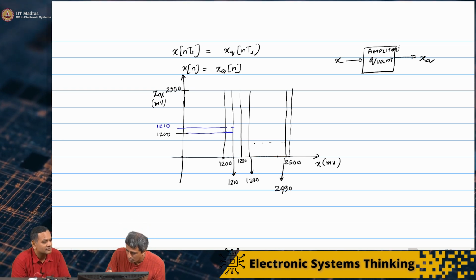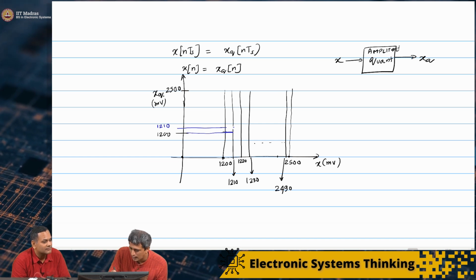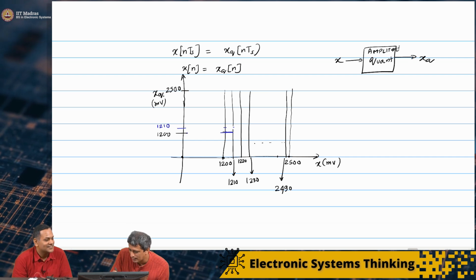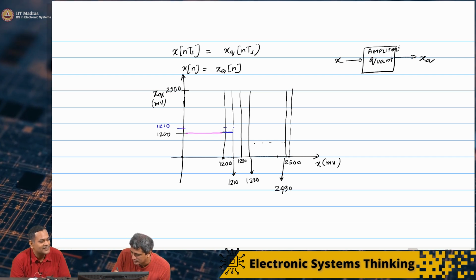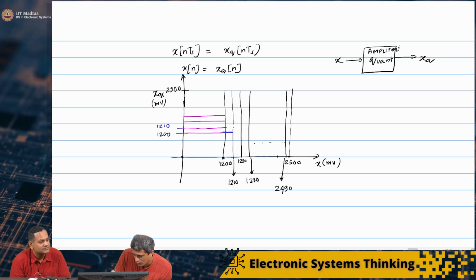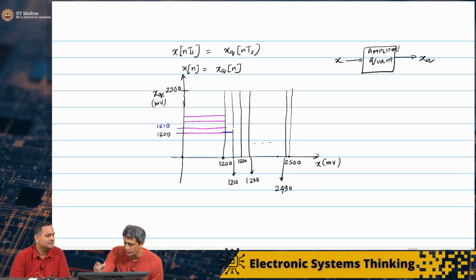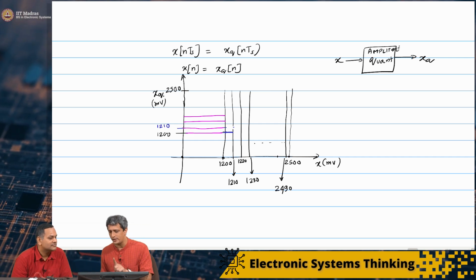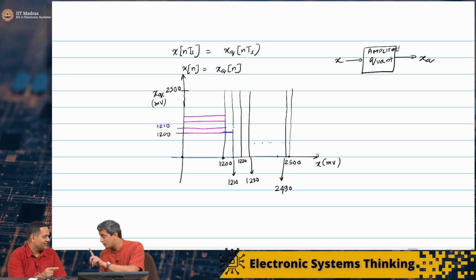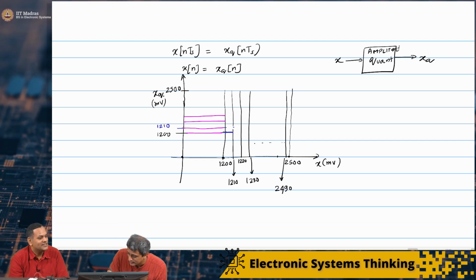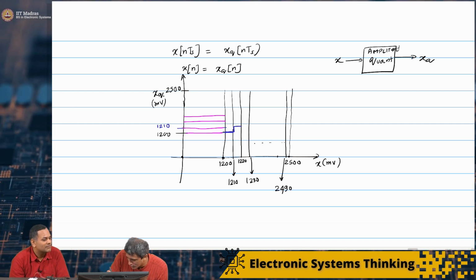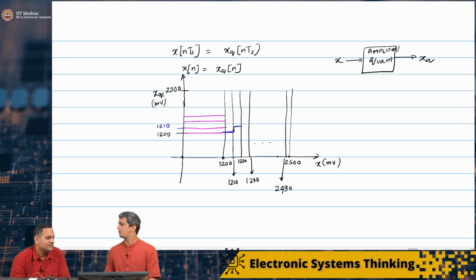So maybe this one I'll draw in a different color, because I'm just using this to mark the axis. It's not part of the transfer characteristics. The blue is what I'm going to use. So now we hit 1210. Anything from 1210 to 1220 will always give you 1210. So it will go up abruptly and give you this value.